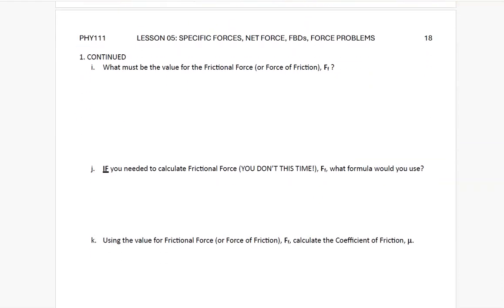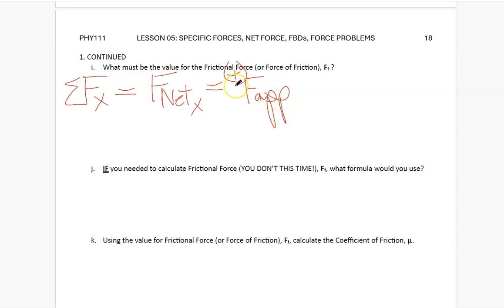So the next question is, what must be the value for the frictional force? Well, we can't calculate the frictional force using the coefficient of friction and the normal force, because we don't know the coefficient of friction. But what we do know is that the sum of the horizontal forces, also known as the net force in the horizontal direction, is equal to the applied force, which is going to be a positive value, plus the frictional force, which we know is a negative value because it's pointing to the left. And we know these add up to 0.